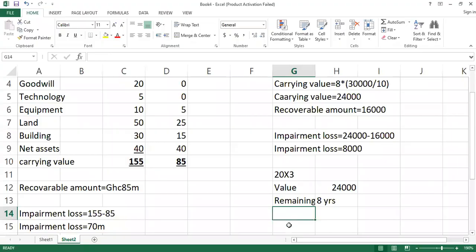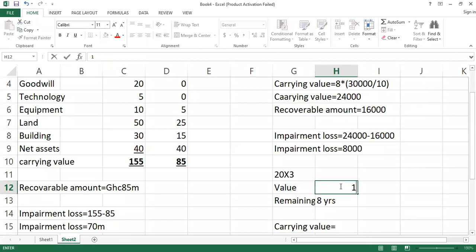So we need to find our carrying value as at the day that they are telling us that the recoverable amount has changed. We need to find the value as at that date. The value will not be 24,000, it will be 16,000, which is the new recoverable amount. After the impairment, the recoverable amount becomes the new value of the asset. The asset will not be 24,000. That was the original value, but that value has reduced by 8,000. So the number of years will still remain 8 years, they didn't say anything about that.